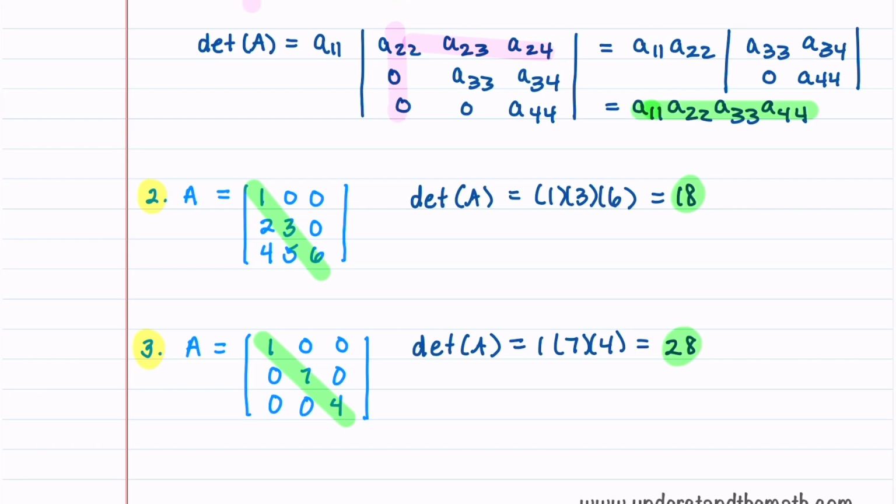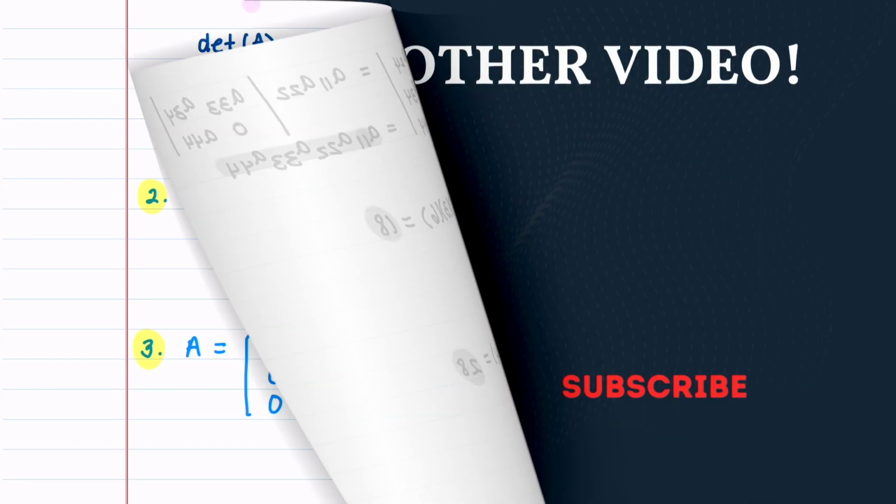These examples show us that if you have an upper triangular, a lower triangular, or a diagonal matrix, you can find the determinant by just multiplying the entries along the main diagonal. Be sure to check out the next video in this series, where I'll teach you all about the properties of determinants and how to calculate determinants using the row reduction method.